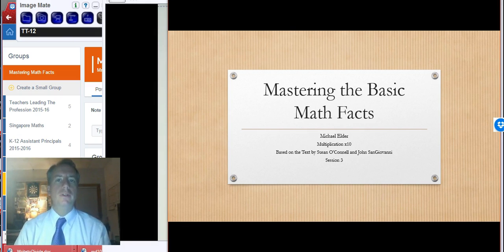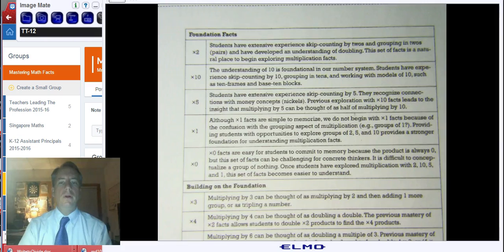In the last session we looked at times 2 as one of those first foundational facts. And now we're jumping into our times 10. We remember that the way that we're looking at these is that the foundational facts are times 2 and 10, 5, 1, and 0. So today and then our next session we'll look at those next 3, 5, 1, and 0. So in multiplying by 10 we're really looking at the roots of our base 10 number system.